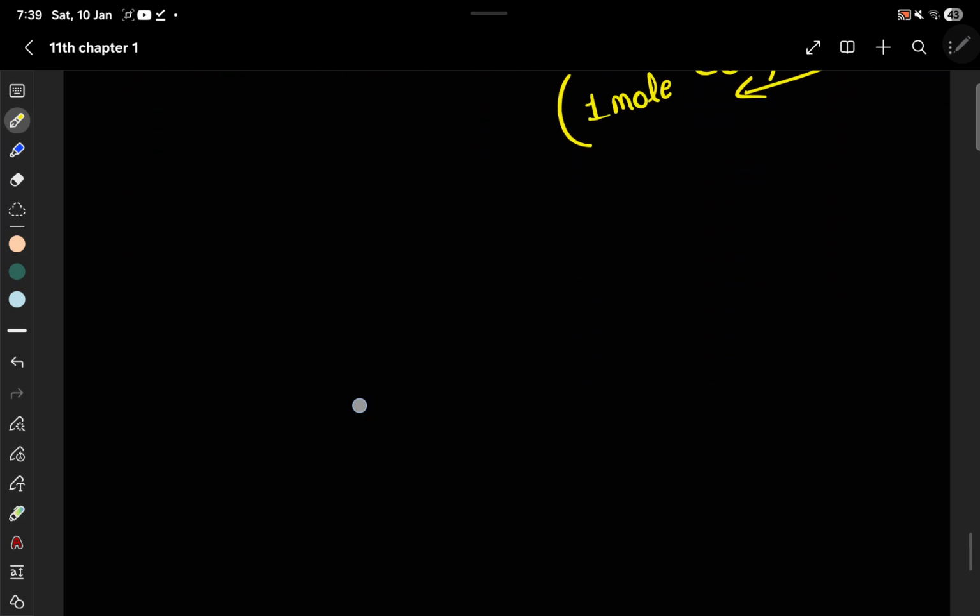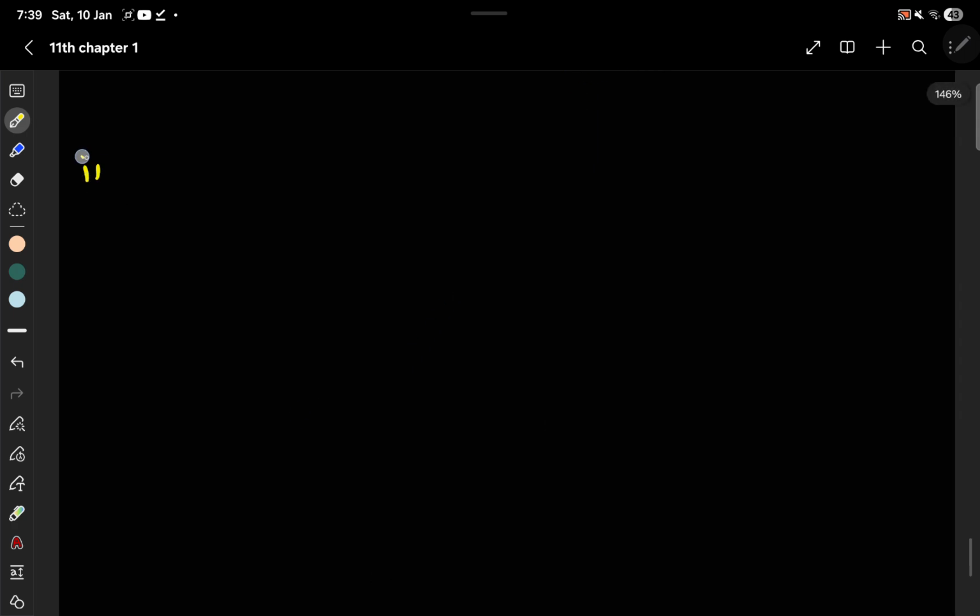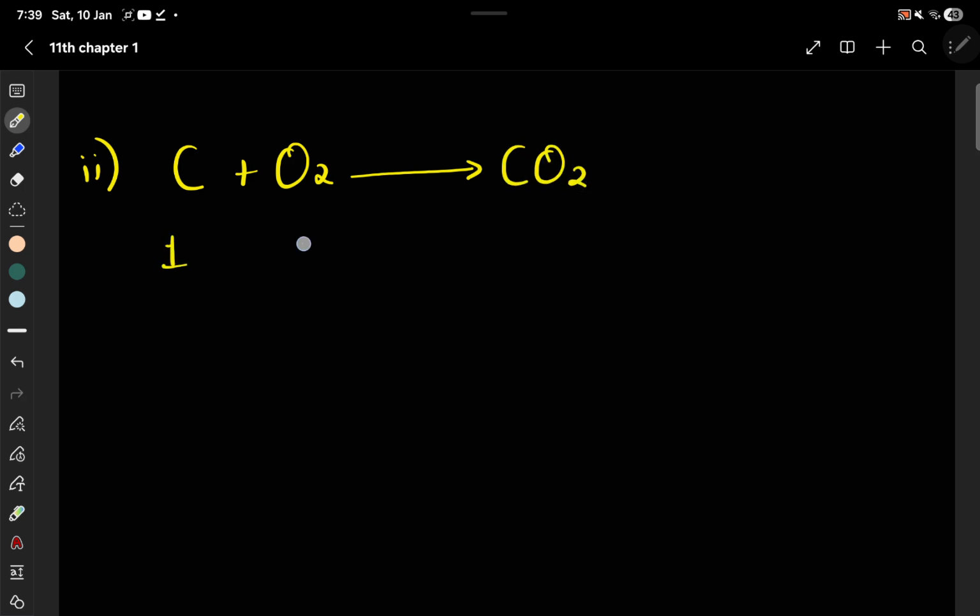Okay, so let's re-examine it. Let's say we are having carbon which is burning in presence of oxygen to produce carbon dioxide gas. The moles which are present over here are just 1 mole carbon, 1 mole oxygen, and 1 mole carbon dioxide. Their molar masses are as follows: 12 gram per mole carbon is burning in 32 gram per mole of oxygen to always produce 44 gram per mole of carbon dioxide gas.